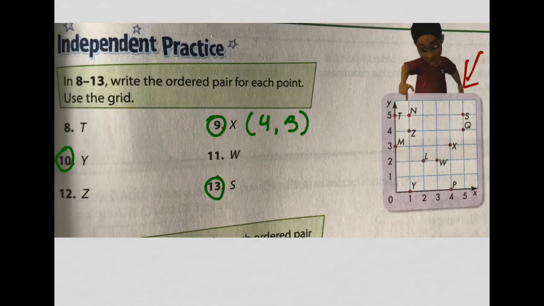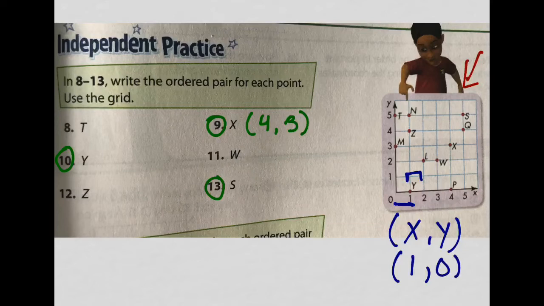Point Y. Where's that? Oh, Y is all the way down here. Okay, so remember, X point first, then Y. You crawl before you walk. So I start at the origin. I only have to go in one point to get to Y on my X axis. So 1 is going to be my X coordinate. Well, Y didn't even go anywhere vertical on the Y axis, so Y is 0.